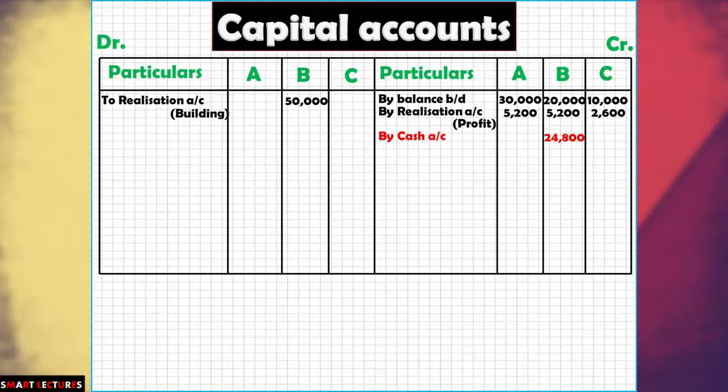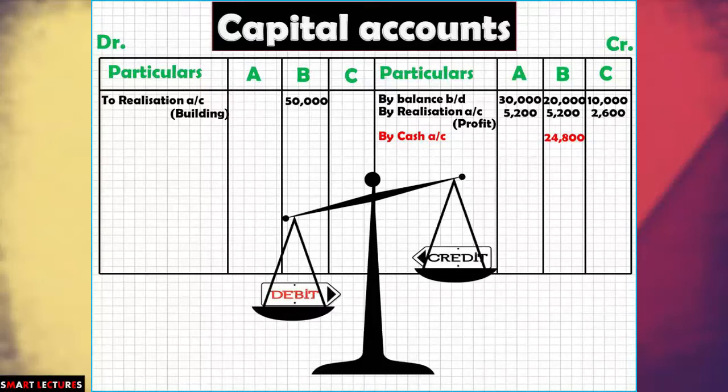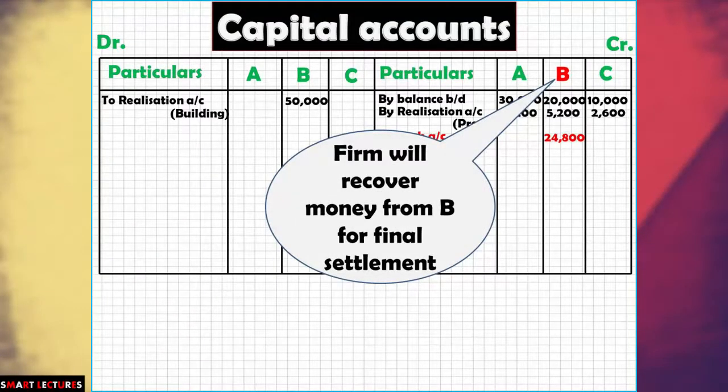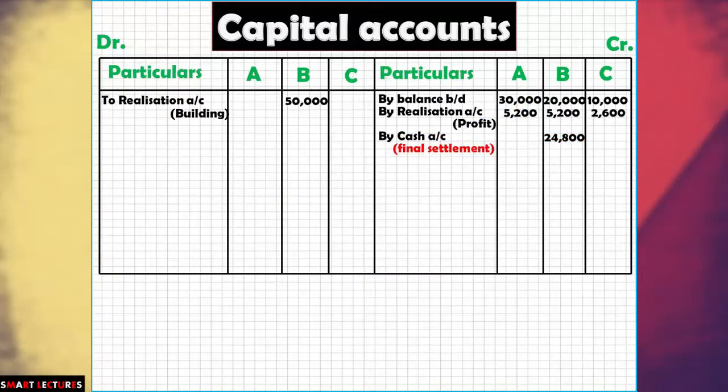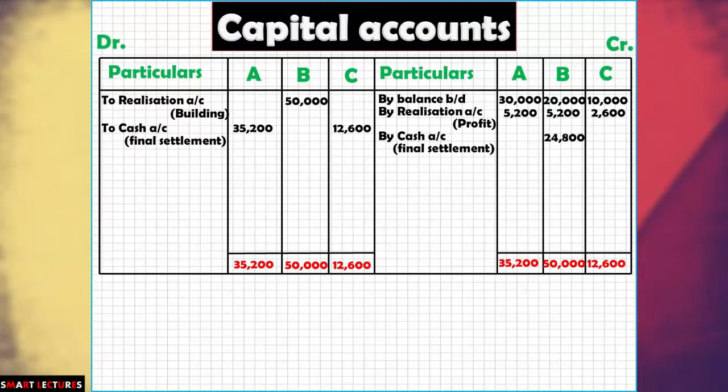Then by cash 24,800 in B's column, because in this situation the total of debit side for B's column is higher than credit side. It means the firm will recover money from B for the final settlement, and in the bracket you can write down final settlement. And on debit side, to cash 35,200 in A's column and 12,600 in C's column for the final settlement. And the total on both sides 35,200, 50,000, 12,600.